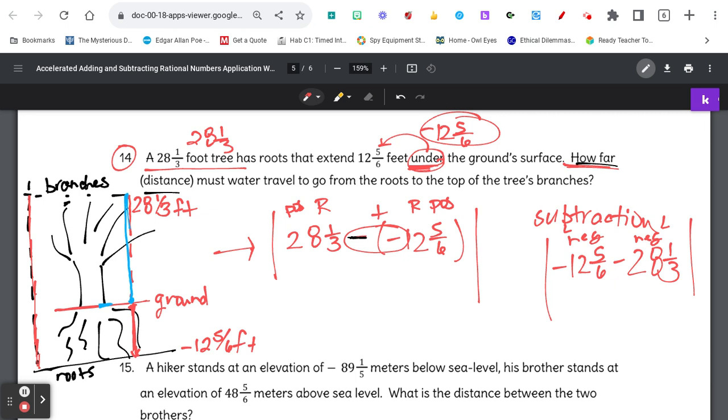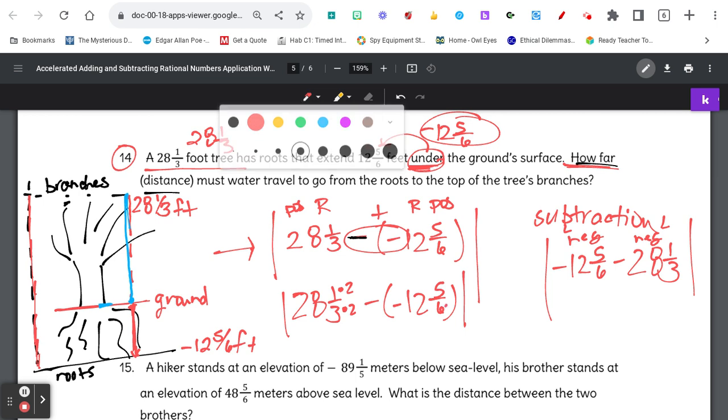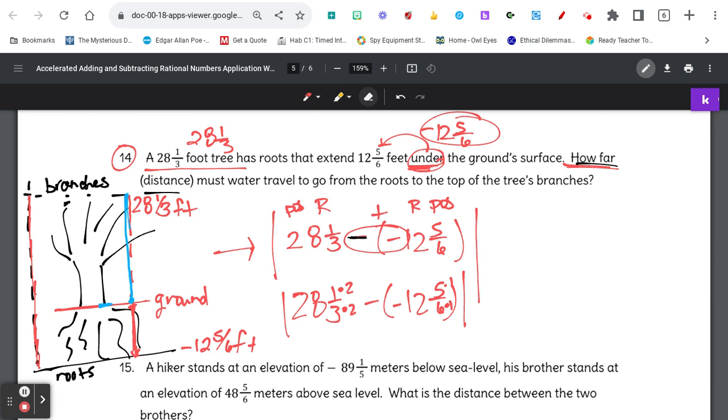I need a common denominator. So I have the absolute value of 28 and 1/3. I'm going to multiply by 2 because the common denominator is 6. This is already over 6, guys, so I just keep it. Or you can do times 1. It's up to you. And I'm going to erase this because I need room. So this ends up being 28 and 2/6 minus negative 12 and 5/6. Use absolute value. Don't forget that.